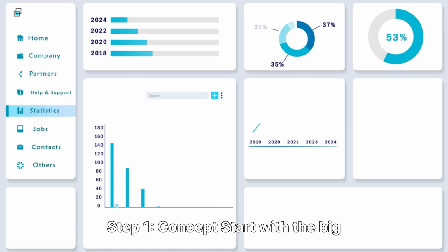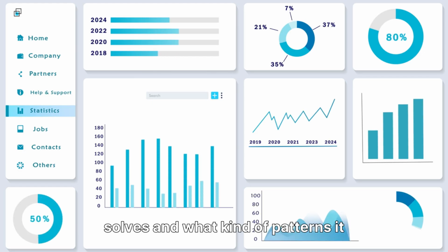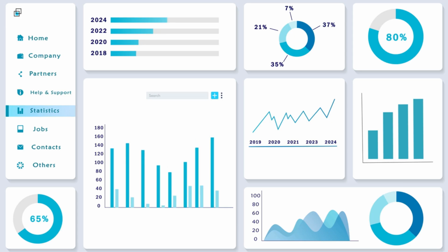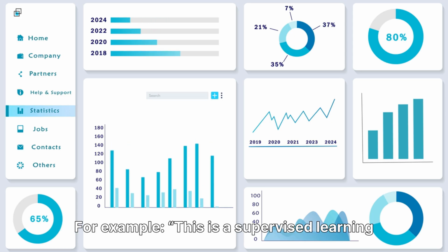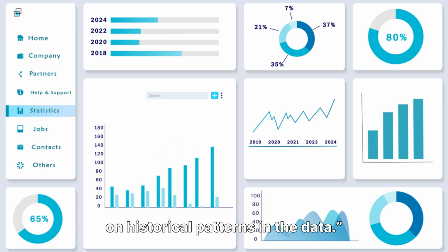Step 1. Concepts. Start with the big idea. Explain what type of problem the model solves and what kind of patterns it looks for. For example, this is a supervised learning model designed to predict an outcome based on historical patterns in the data.